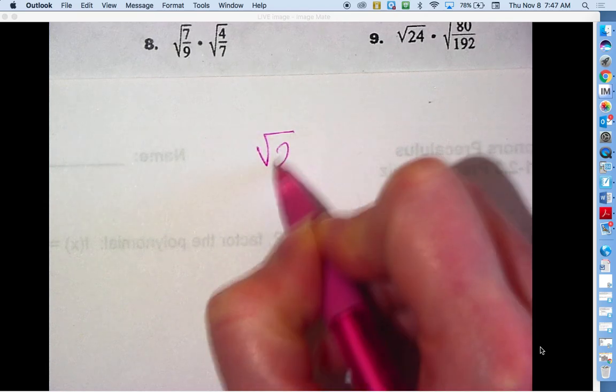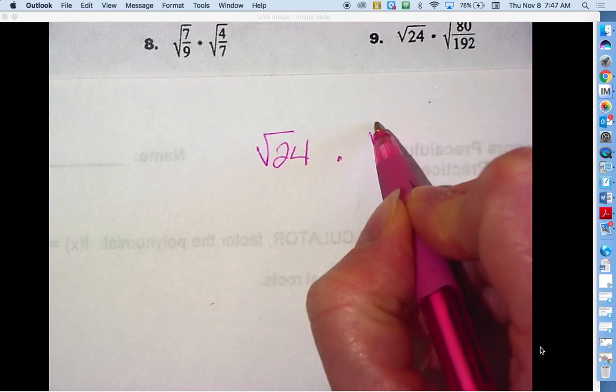So we really didn't need to do any kind of rationalizing with that because the square roots ended up canceling out from the problem. So number 8, you should have 2/3.